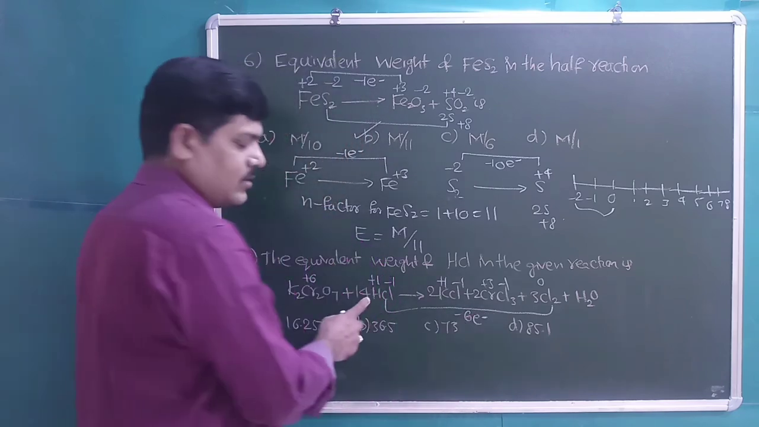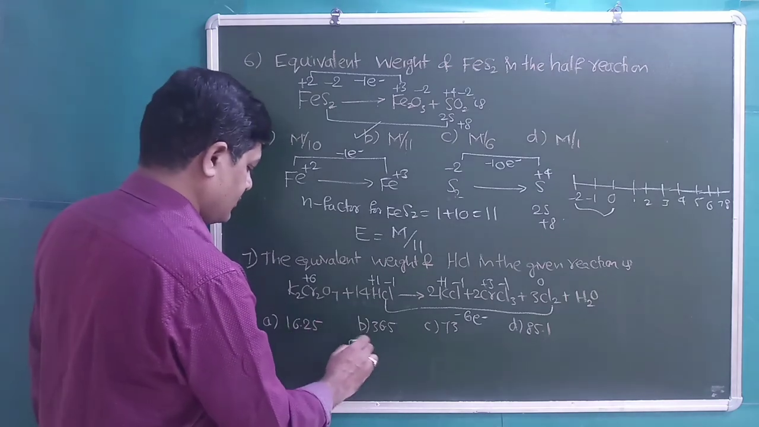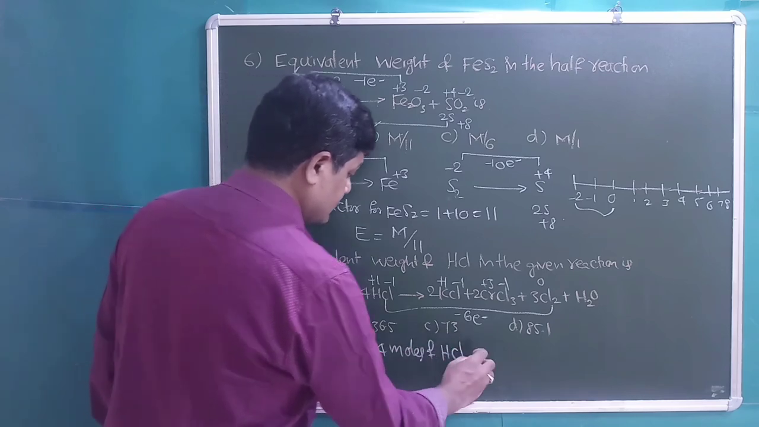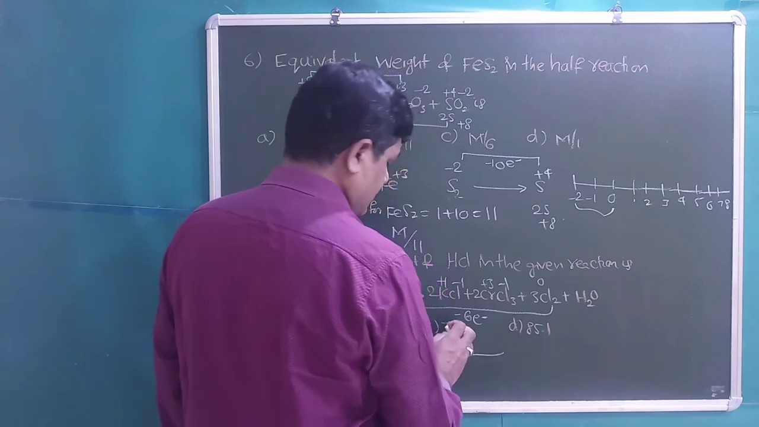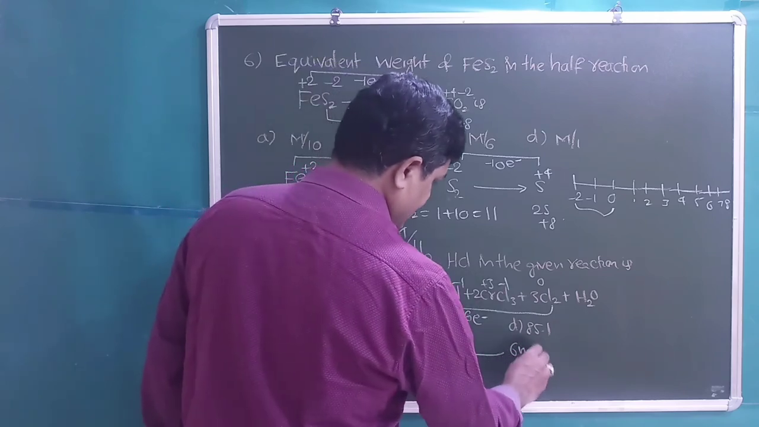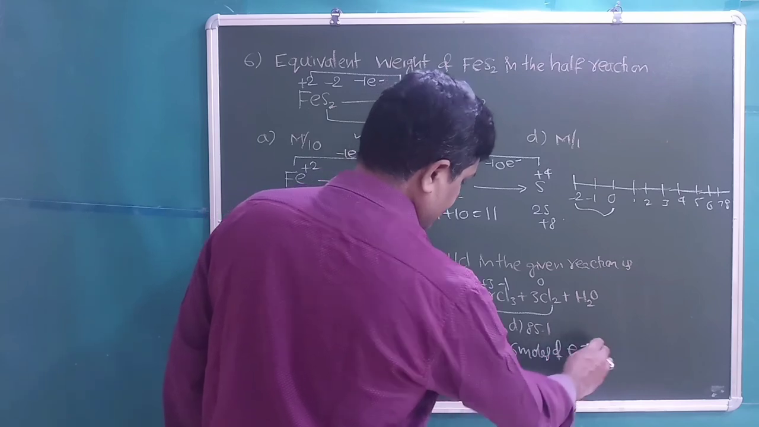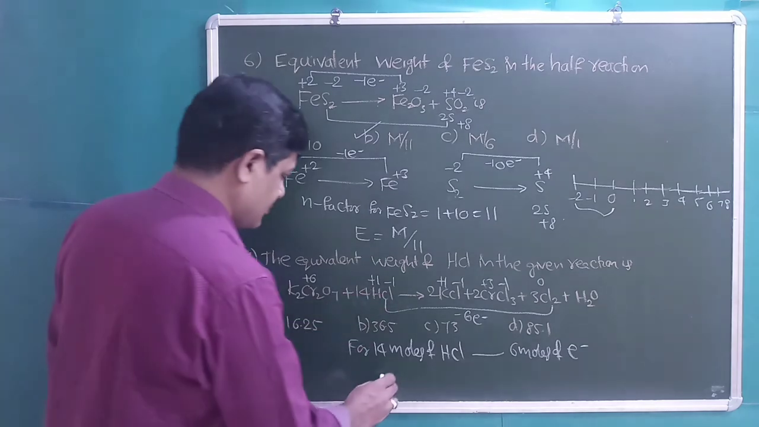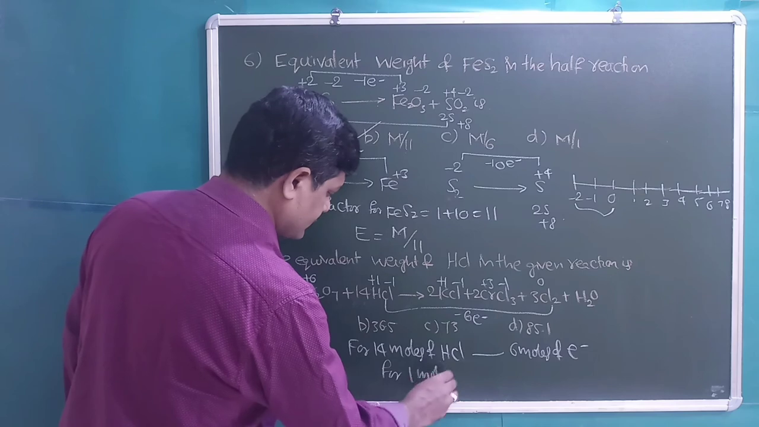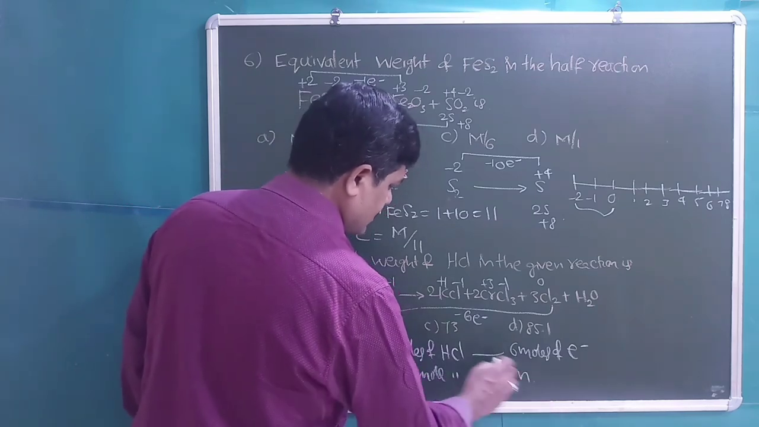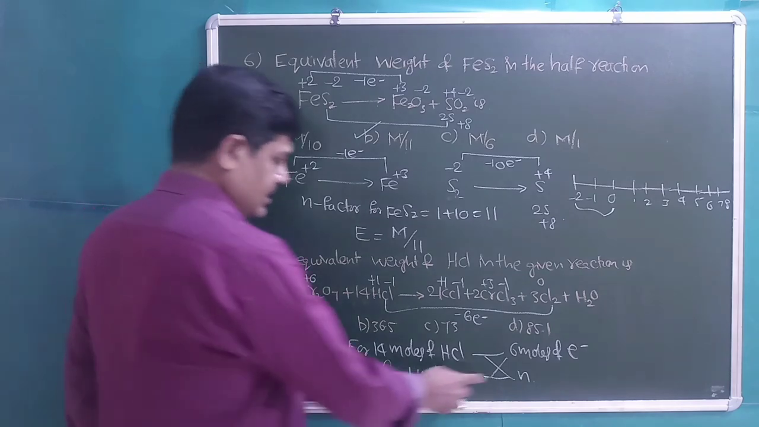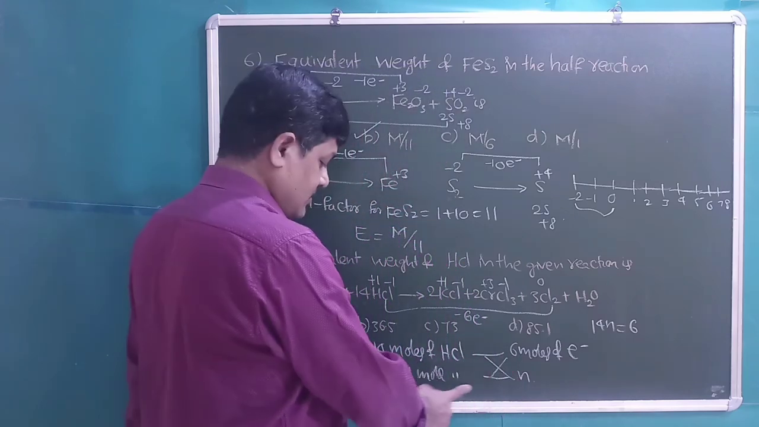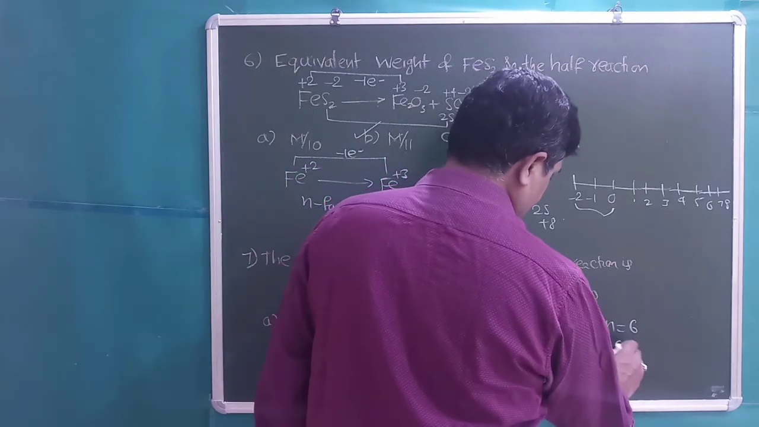Students, it is for how many moles of HCl? For 14 moles of HCl, the number of moles of electrons lost is 6 moles of electrons. N factor is calculated for 1 mole of the given compound. For 1 mole of HCl, how many moles of electrons are transferred? Let us do the cross multiplication, right? Then 14 into N is equal to 6 into 1. So N is equal to 6 by 14.